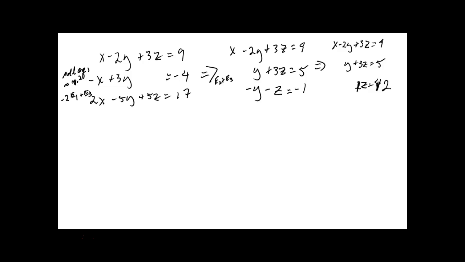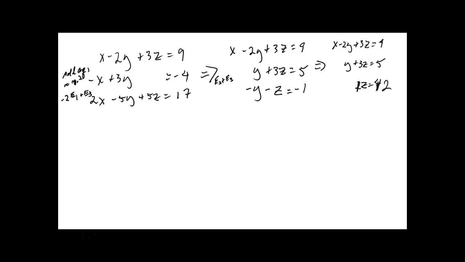X minus 2y plus 3z equals 9. Y plus 3z is equal to 5. Z is equal to 2. Those are equivalent equations. The two systems are equivalent because we use only those three operations. We didn't even use one of them. We didn't exchange any two rows. We could have, and that would still have been equivalent. We didn't even need to.